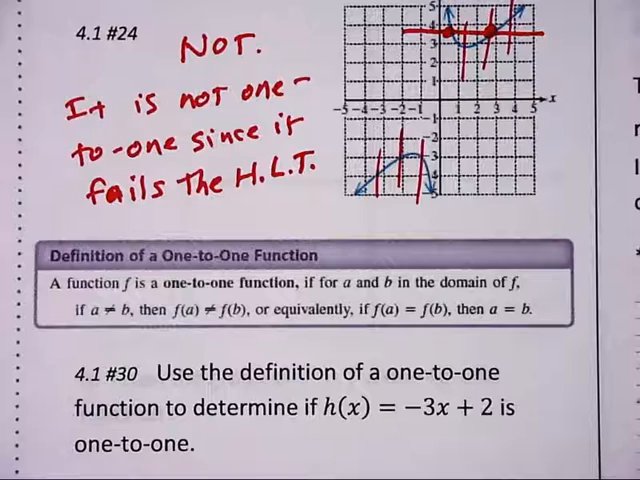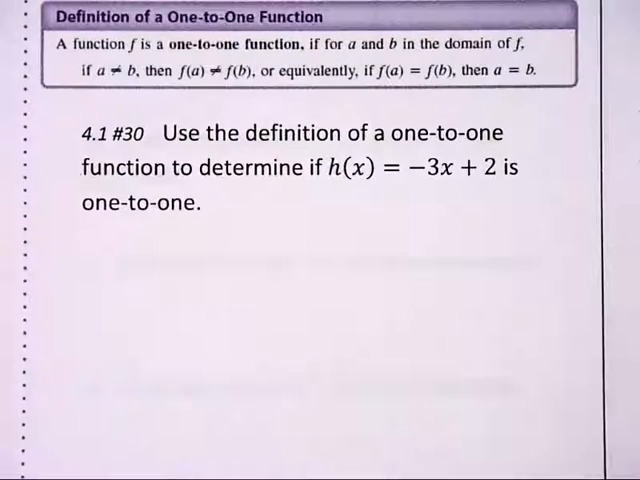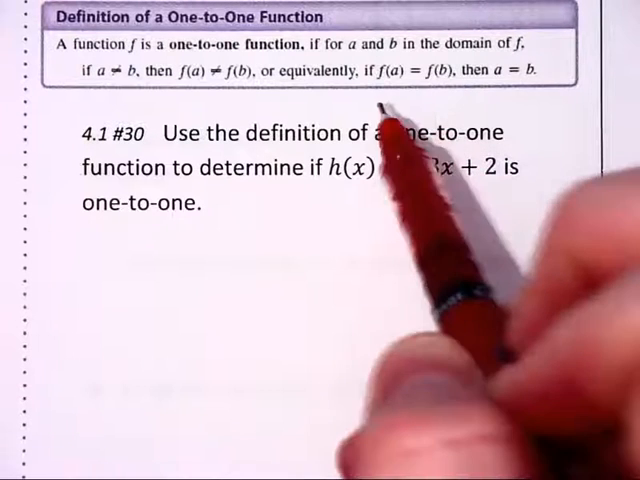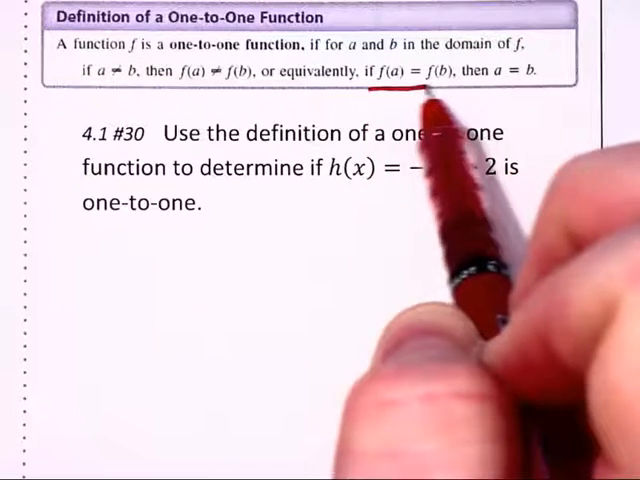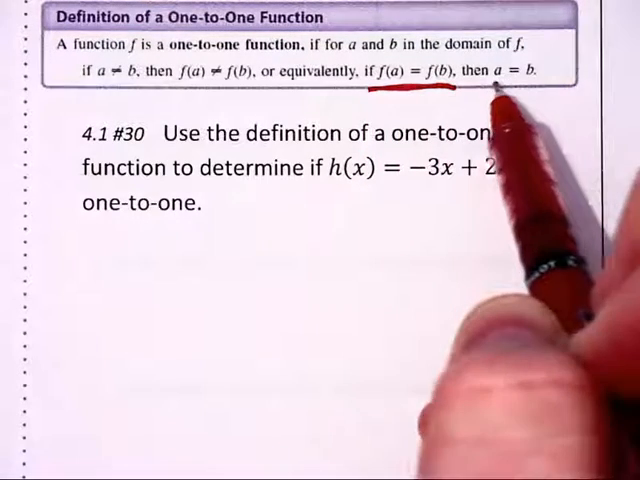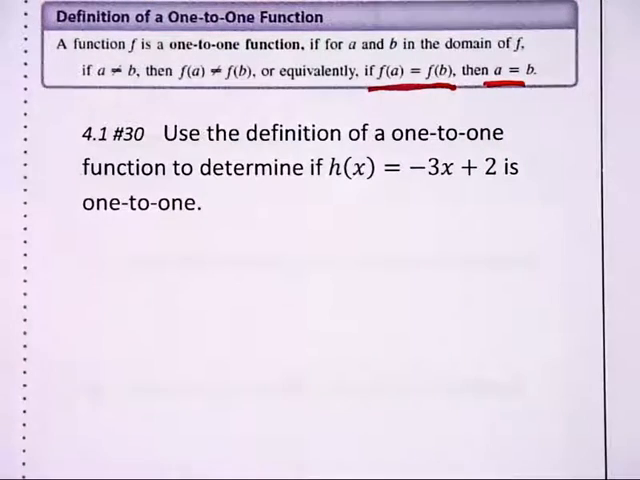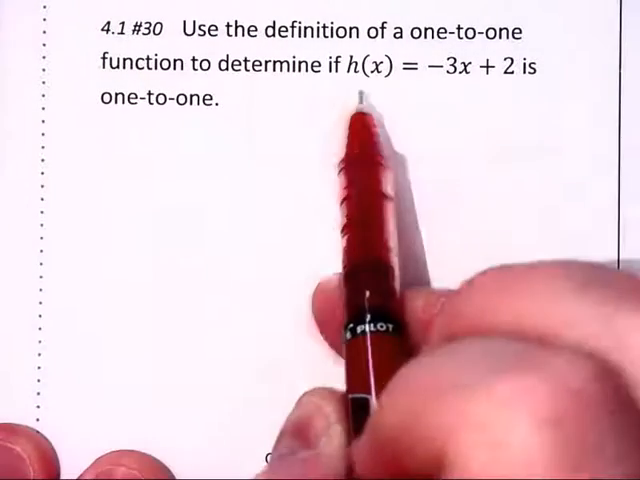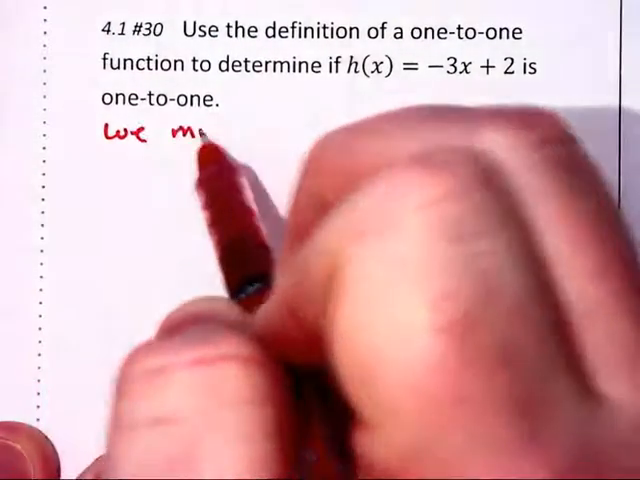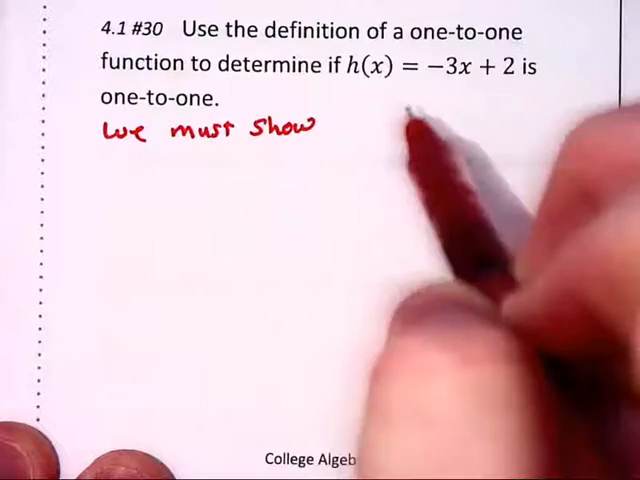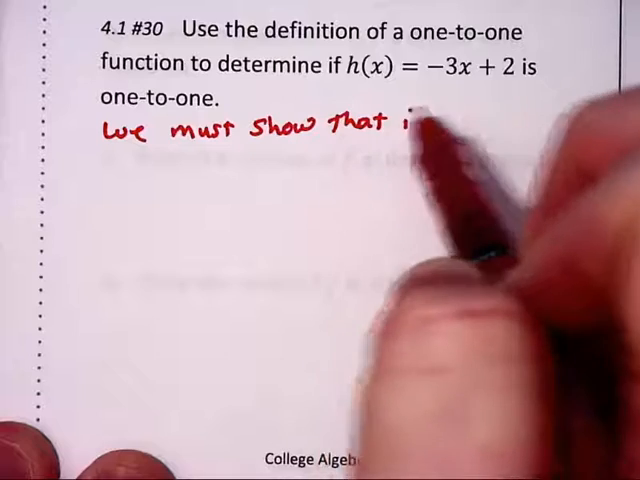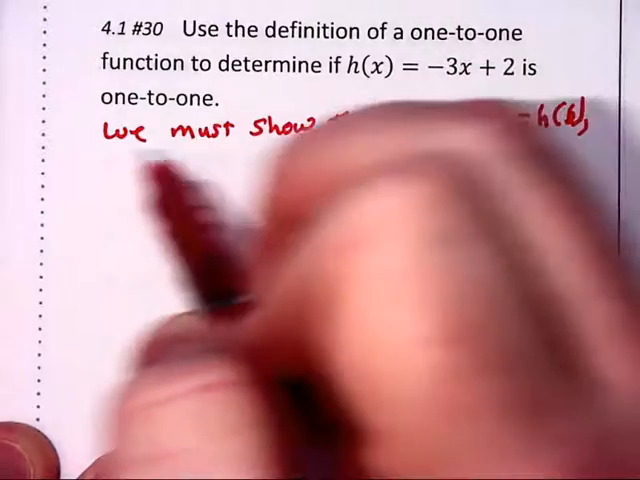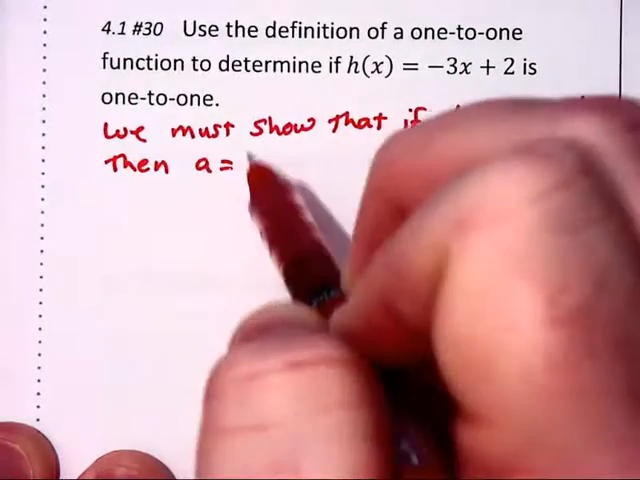A relation needs to pass both the horizontal and the vertical line test in order to be considered one-to-one. Now we want to apply the definition of one-to-one to determine whether a function is one-to-one. Simply stated, if f of a is equal to f of b, that must then imply that a is equal to b. So let's try that with this linear function. We're going to try h of a. I'm going to write it down. We must show that if h of a equals h of b, then a is equal to b.